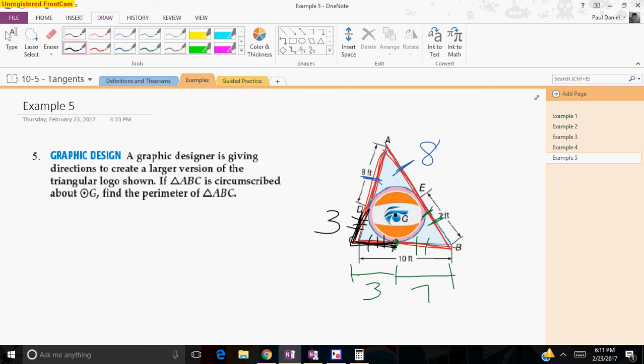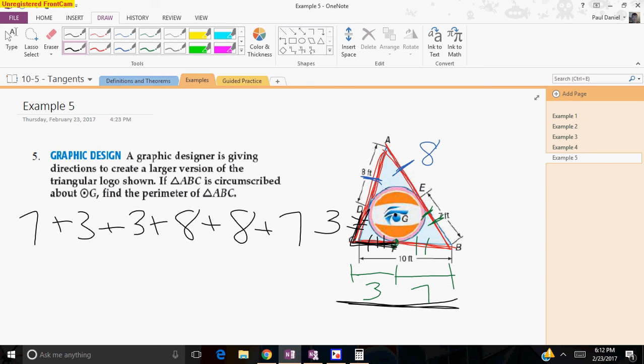They'd like me to find the perimeter. The perimeter is going to be what happens when I add up the things going around. I've got a side of 10 over here, so I've got basically 7 plus 3 plus 3 plus 8 plus 8 plus 7. Or I have 7 and 7 is 14, 3 and 3 is 6, 8 and 8 is 16, or I have 36. That is the perimeter of that triangle.